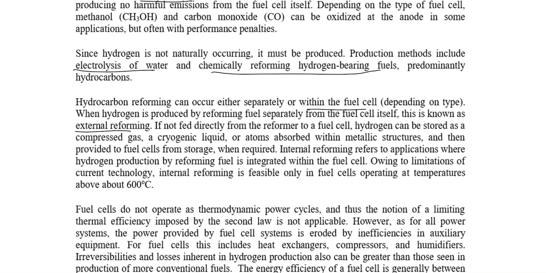If it is external reforming, obviously the hydrogen would be stored as a compressed gas or cryogenic liquid or atomically absorbed within a metal structure, normally carbon nanotubes. While internal reforming refers to applications where the hydrogen production by reforming fuel is integrated within the fuel cell, or the fuel itself is made inside the fuel cell.